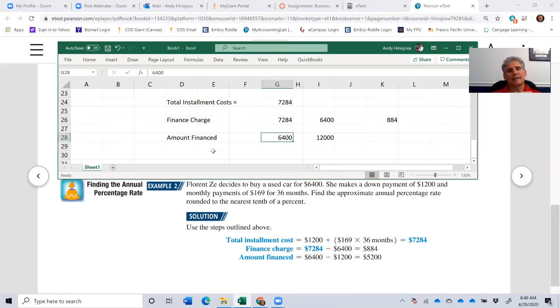The amount financed is going to be the $6,400 cash price minus the down payment. So $6,400 minus the $1,200 gives us $5,200. So that's how much he actually financed. That's what he's going to be paying over time. And when we have interest, it's going to be charged on the $5,200 to begin with.